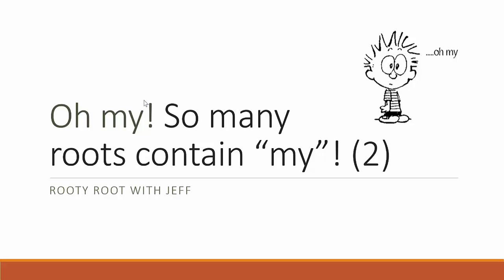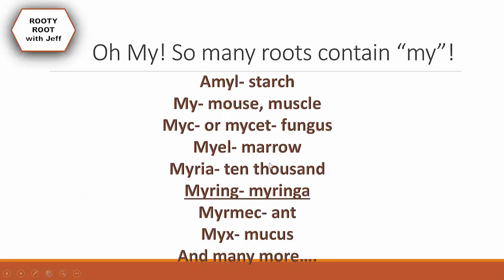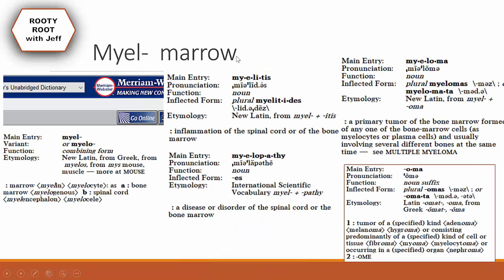In this video I will be doing part 2 of the roots that contain myo. In this video I will be doing the roots for marrow, 10,000, and the meningia, which means the tympanic membrane. So myo means marrow or spinal cord. So myelitis is the inflammation of the spinal cord or of the bone marrow. And itis means inflammation, and myo means marrow or spinal cord.